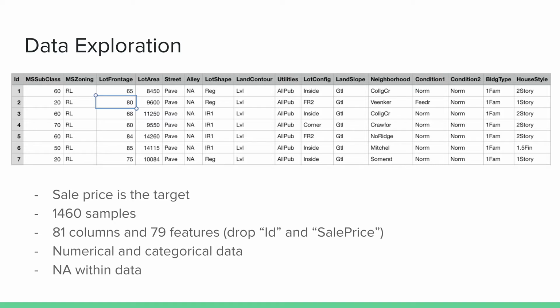The target of our study is to predict the sale price of houses. From over 1,400 samples, we make use of both numerical and categorical data that spread over 81 columns, with 79 features to study the price. Each row represents a house sample, and each column indicates a potential factor that may affect the house prices. However, what needs our attention is that there is a lot of missing data within this dataset.